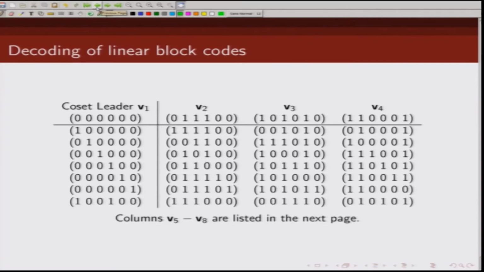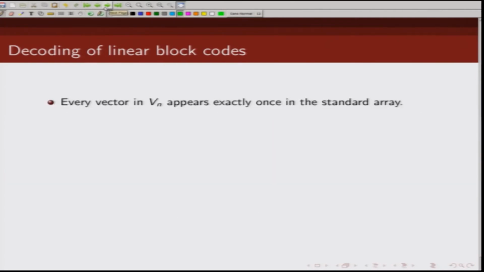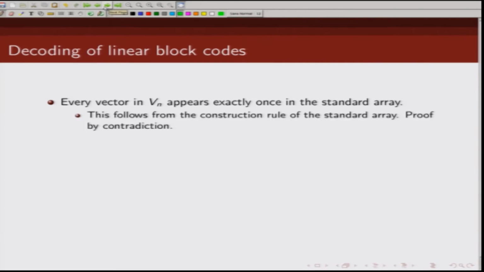So, we have written all the 2^n possibilities in this array. Now, this array has some interesting properties, and we are going to talk about that, which we will make use of while decoding our linear block code. Every vector in this standard array appears exactly once. This is not very difficult to prove. This follows from the way we are constructing our standard array.